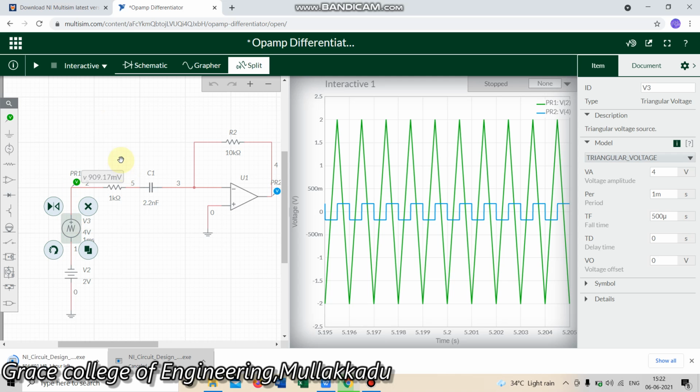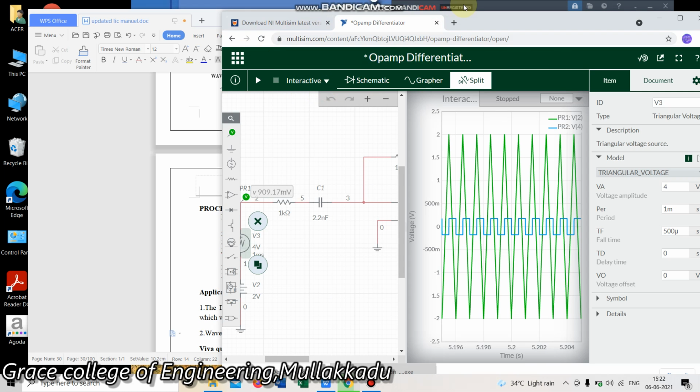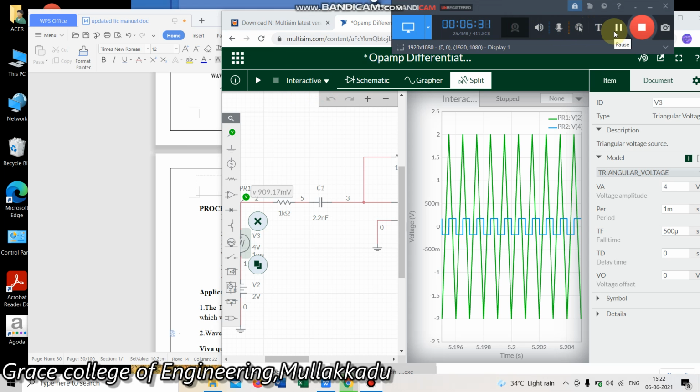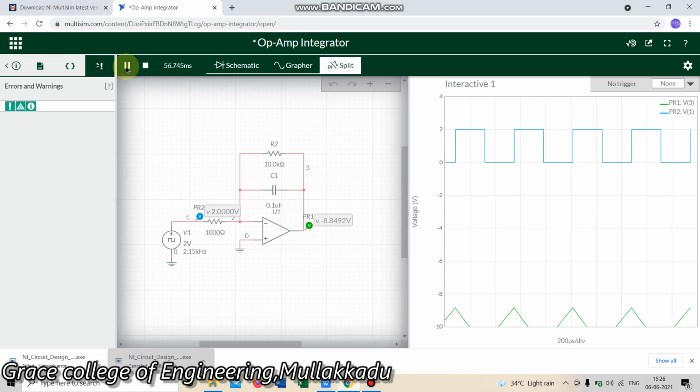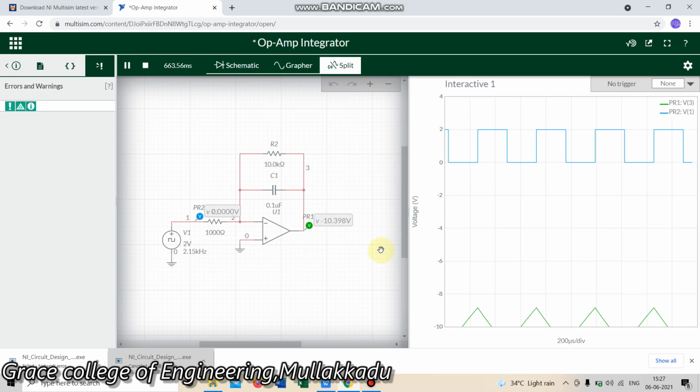Next we are going to see the output for the integrator. This is the simulation output for the integrator. We have taken the input as the blue color voltage and the output as the green color voltage. If we give a square wave as an input, we will get a triangular wave as an output. This is the inverse of the previous operation, that is the differentiator. This is the live simulation. You can see the voltage as a square wave is given as an input, and we will obtain this triangular wave as an output. This is the output for the integrator.